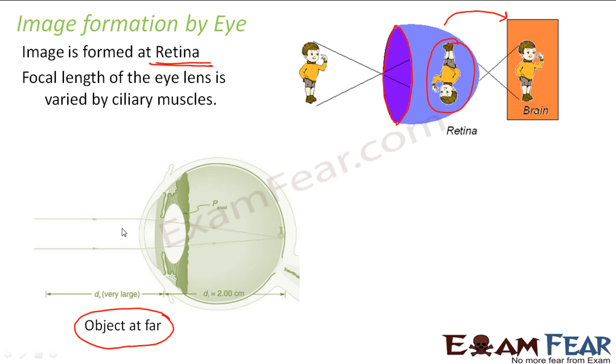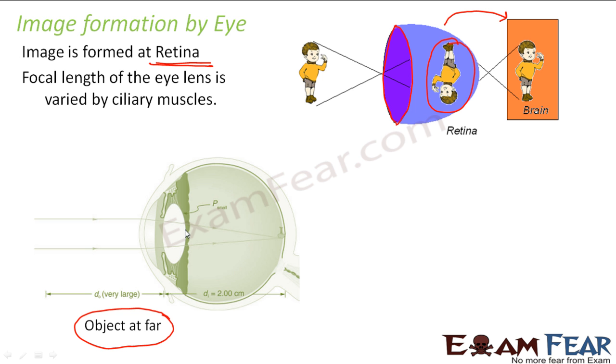When it is viewing a distant object, the ciliary muscles get relaxed. So the ciliary muscles let themselves loose. As a result, the focal length will increase. If the ciliary muscles relax, the lens will flatten out. So the lens becomes thinner. As a result, the focal length is increasing. Now, maximum focal length.